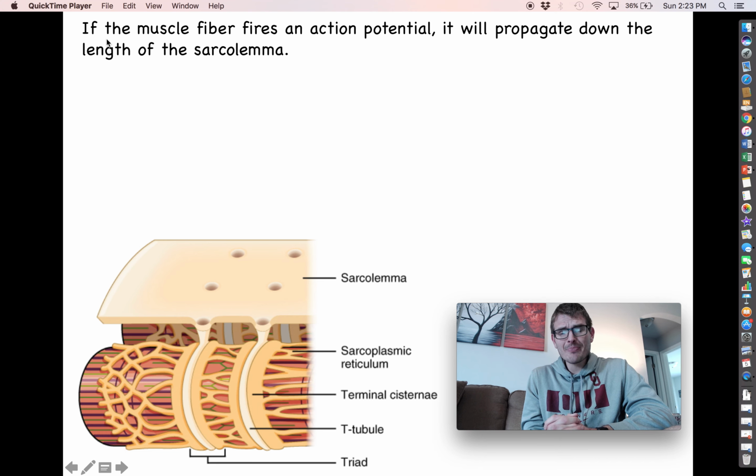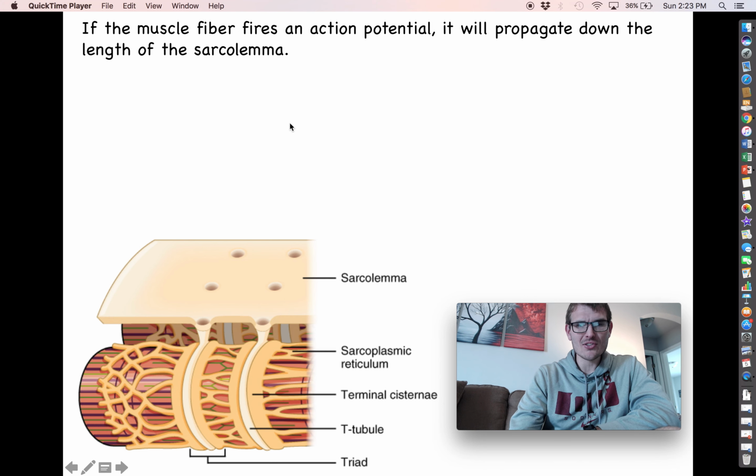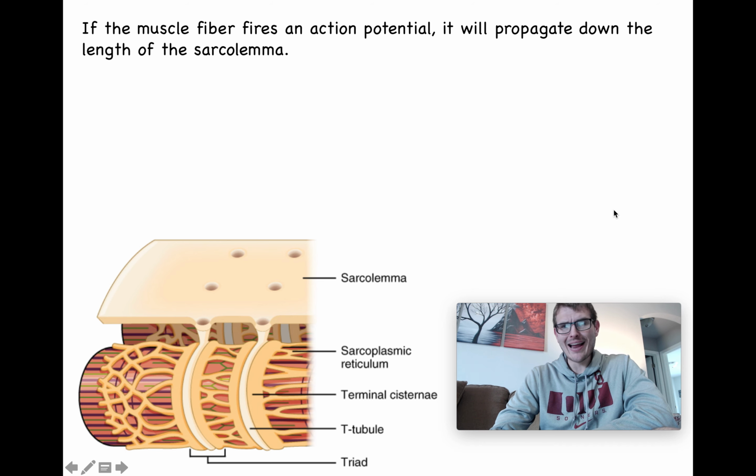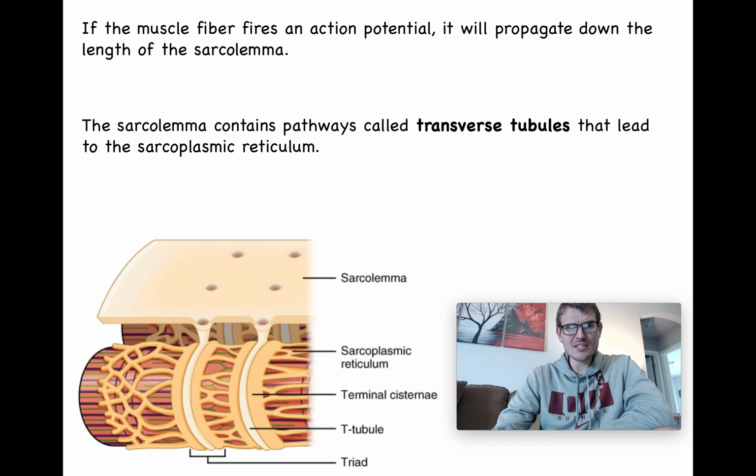But here's the deal. Axons of neurons are what were carrying action potentials then. Skeletal muscle fibers do not have axons, so we need to answer the question of what is going to carry the action potential here, because we definitely don't have axons. So if the muscle fiber does get depolarized enough to fire an action potential, it will propagate through the sarcolemma. Specifically, it's going to go down these little rabbit hole pathways called T-tubules or transverse tubules.